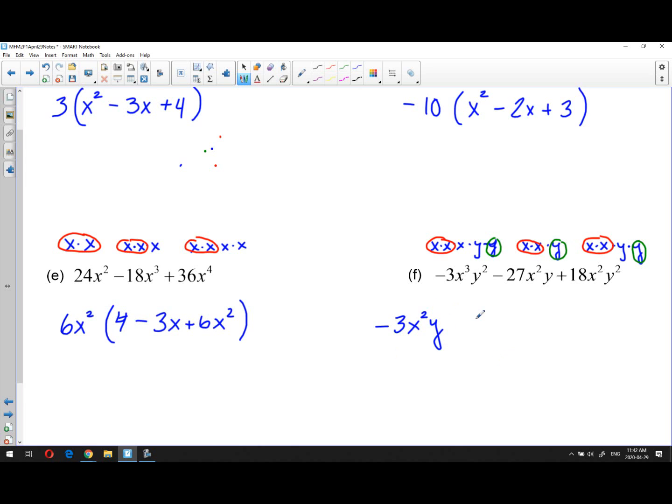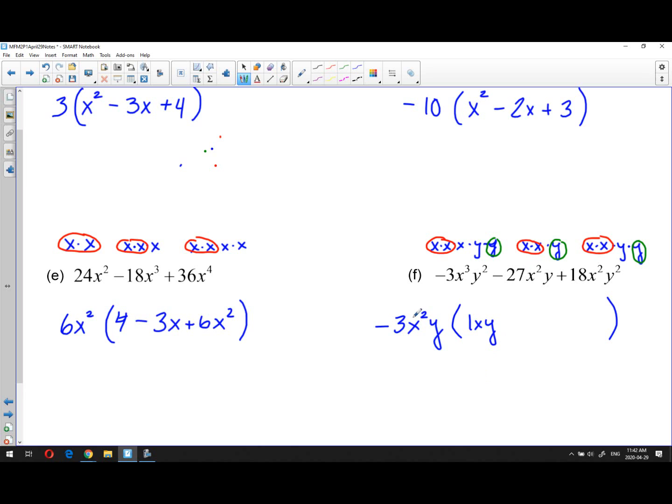So I got my greatest common factor. We'll open up a set of brackets and we'll divide. Negative 3 divided by negative 3 is 1. X cubed divided by x squared is just x. Y squared divided by y is just y.